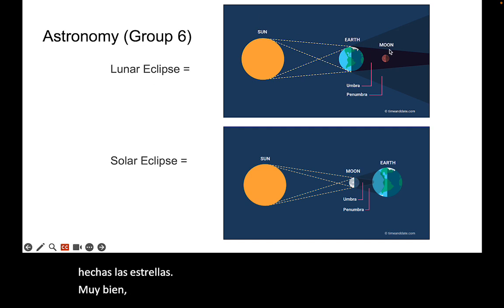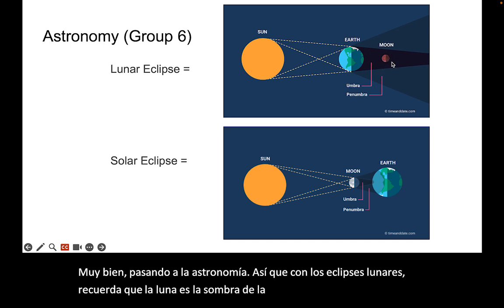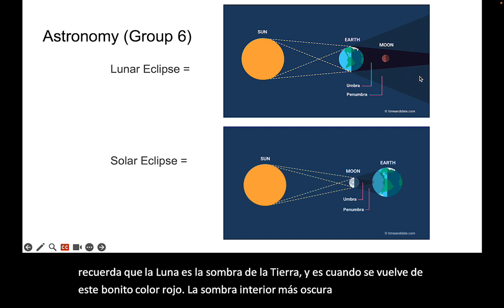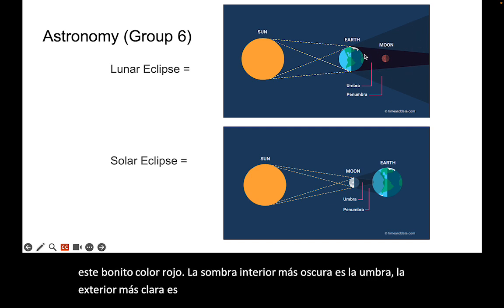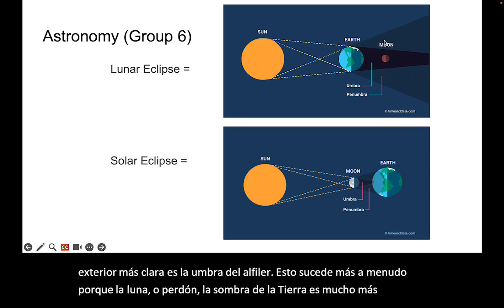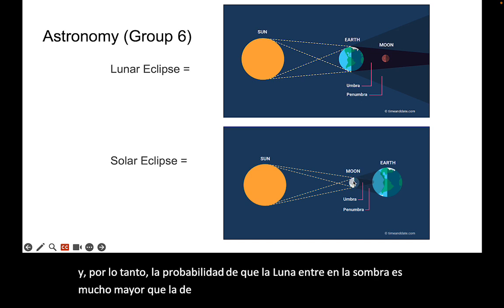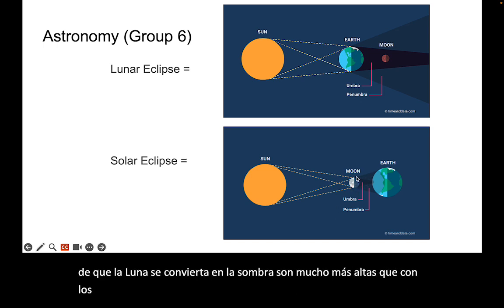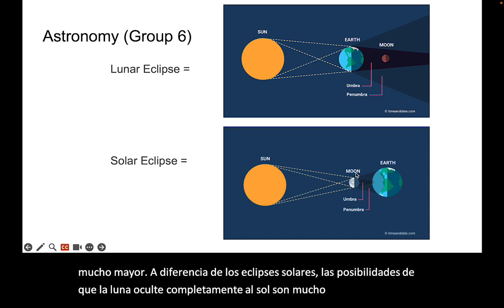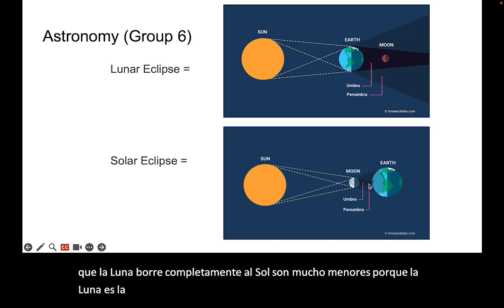So with lunar eclipses, remember that the moon is in Earth's shadow, and it's when it turns this pretty red color. The darker inner shadow is the umbra, the lighter outer one is the penumbra. These happen more often because the Earth's shadow is a lot bigger, and so the chances of the moon getting in the shadow are a lot higher. Versus with solar eclipses, the chances of the moon completely blotting out the sun are a lot less because the moon itself and its shadow are relatively a lot smaller compared to the Earth's shadow.